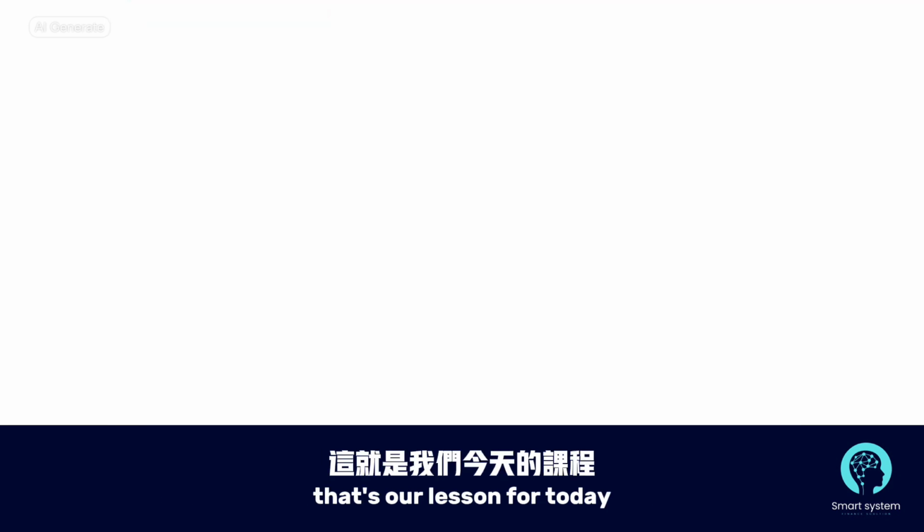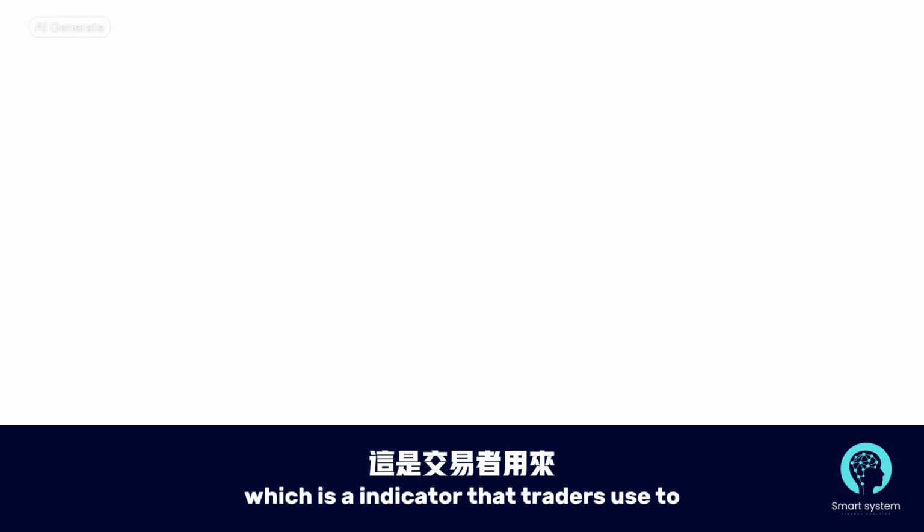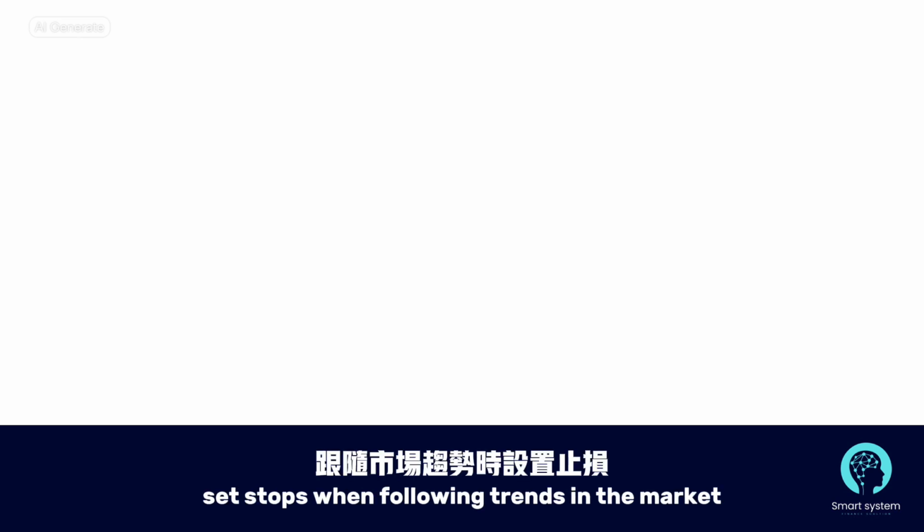That's our lesson for today. In the next lesson, we're going to learn about the parabolic SAR, which is an indicator that traders use to set stops when following trends in the market.